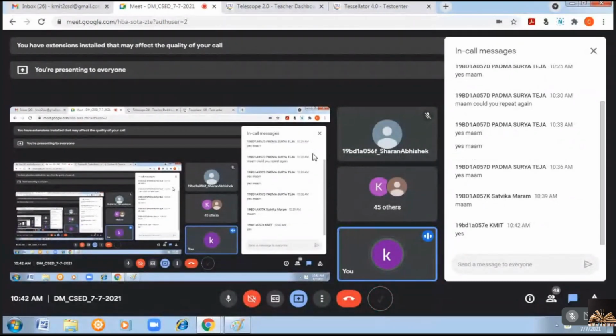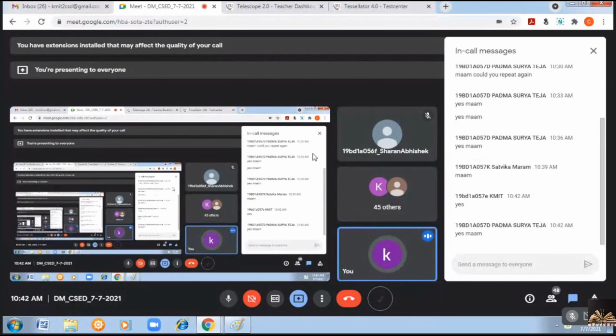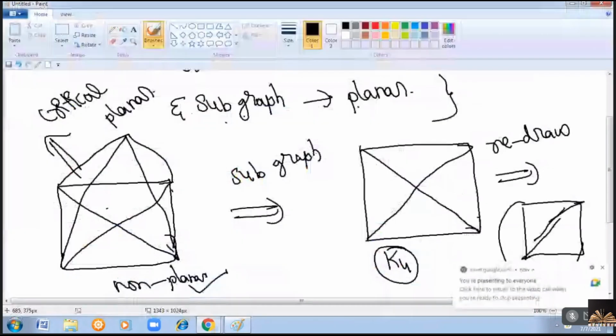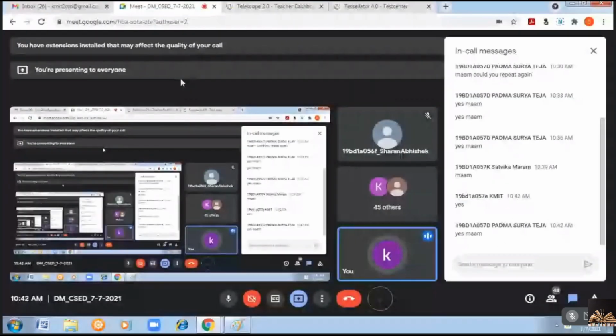So this is about today's session. In the next class, if the graph is very simple, then you can easily identify. You will try to redraw it and check for the edge crossings. But if a complex graph is given, then it is very difficult to check whether there are any crossings or not, and it is difficult to redraw the graph. That is the reason there is one more algorithm called the elementary reduction algorithm. By using that, we can check the planarity of the graph. How to check that? We'll see it in the next class.